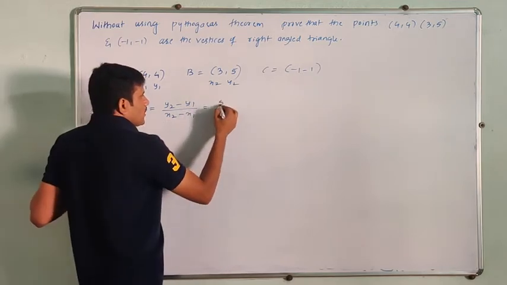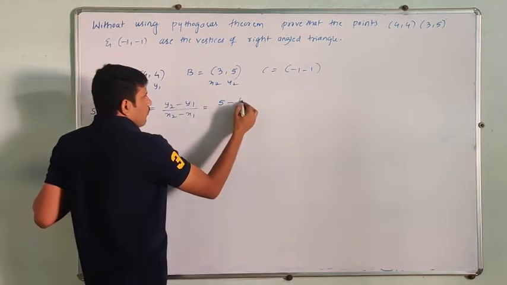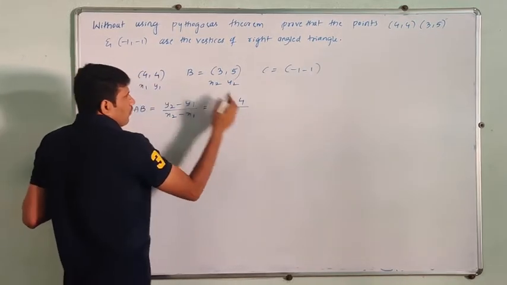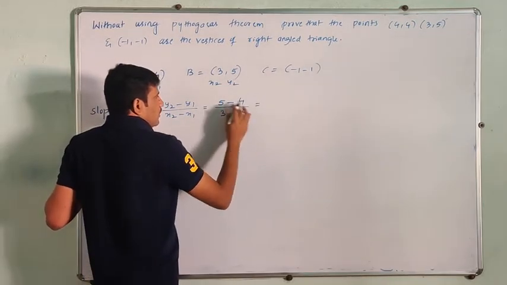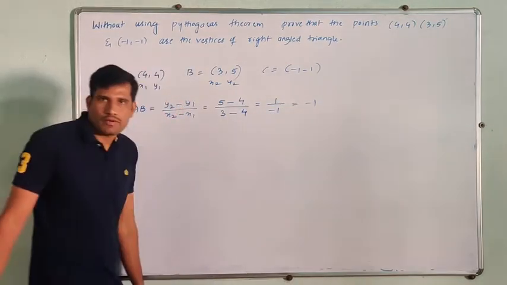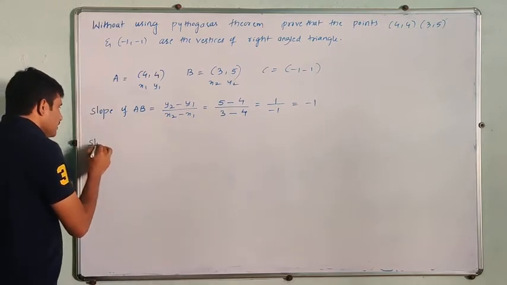What is y2? It is 5, minus y1, which is 4, divided by x2, which is 3, minus x1, which is 4. So that is 1 divided by minus 1, that is equal to minus 1. Then I find the slope of BC.